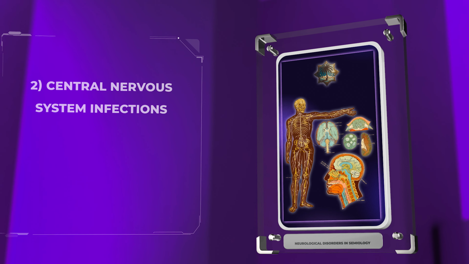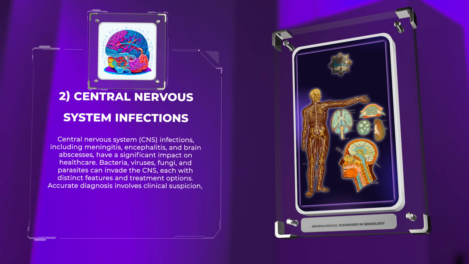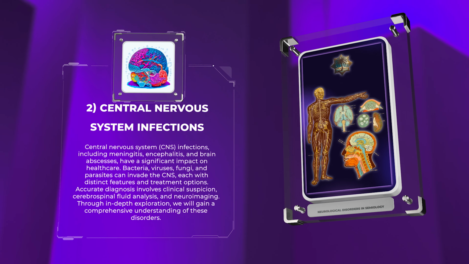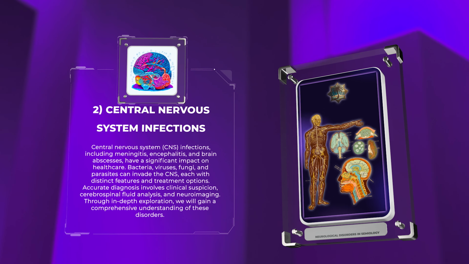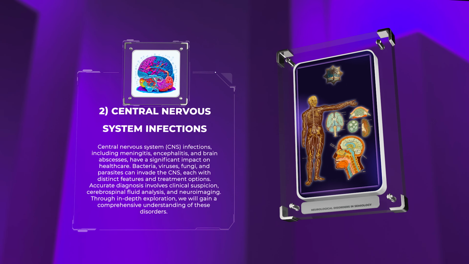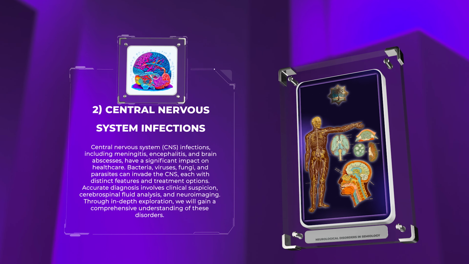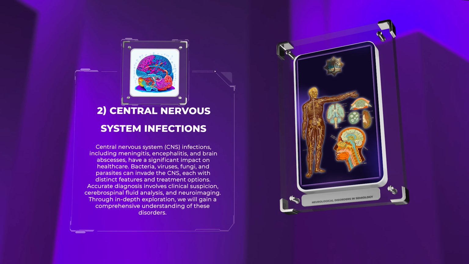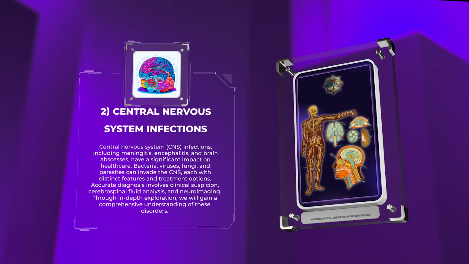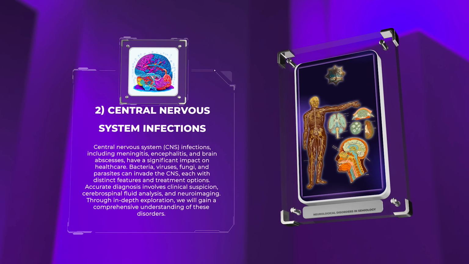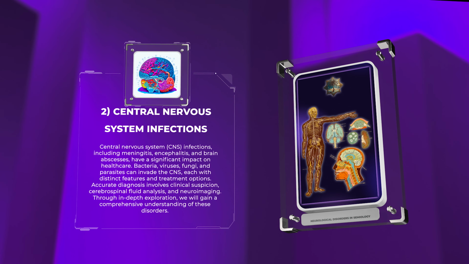Central nervous system, CNS, infections, including meningitis, encephalitis, and brain abscesses, have a significant impact on healthcare. Bacteria, viruses, fungi, and parasites can invade the CNS, each with distinct features and treatment options. Accurate diagnosis involves clinical suspicion, cerebrospinal fluid analysis, and neuroimaging. Through in-depth exploration, we will gain a comprehensive understanding of these disorders.